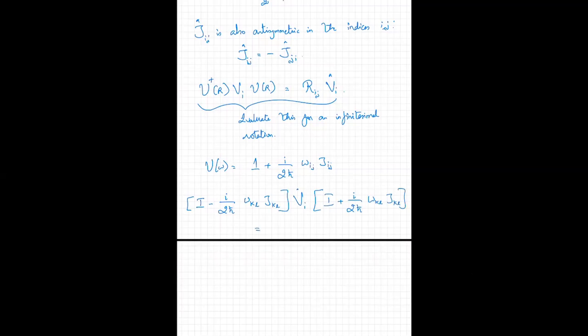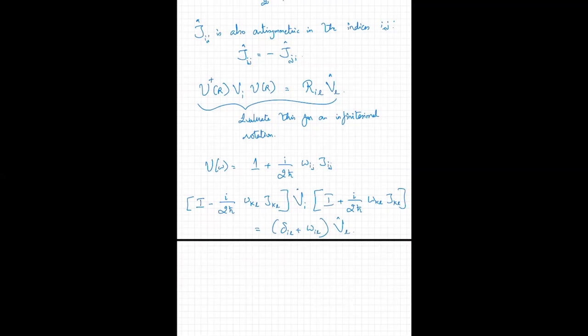The right hand side for an infinitesimal rotation, as we discussed, is delta ij plus omega ij times V_j. Sorry, let me change the indices slightly. So I'll write this as R_il V_l. The l index is summed over.